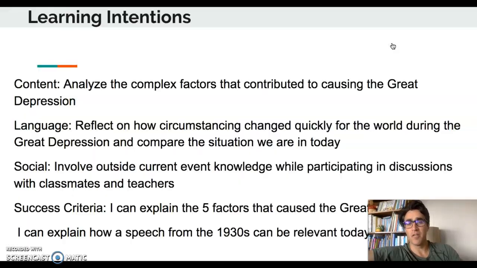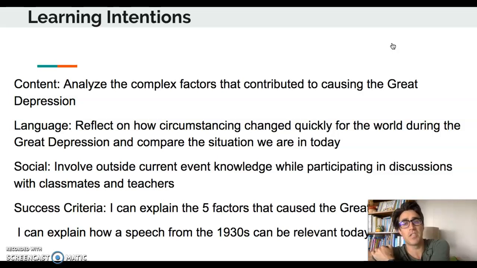So let's get started. First thing, we're going to go over our learning intentions, and the content intention for this unit is to analyze the complex factors that contributed to causing the Great Depression. The language intention is to reflect on how circumstances changed quickly for the world during the Great Depression and compare that situation to what we are in today. Our social intention is to involve outside current event knowledge while participating in discussions with classmates and teachers.